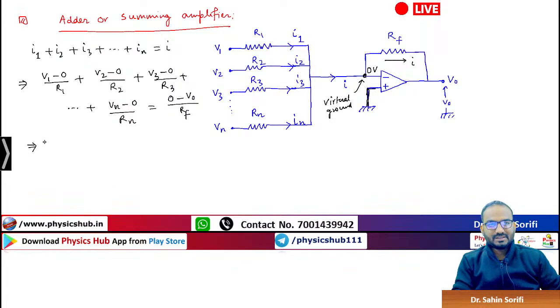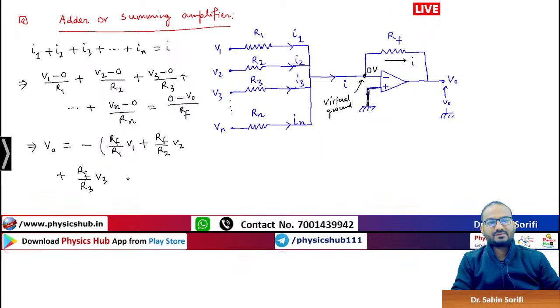So from this we can write the value of V0 is equal to, this negative sign will be there, Rf multiplied with all the resistances. So it is Rf by R1 times V1 plus Rf by R2 times V2 plus Rf by R3 times V3, and so on, Rf by Rn times Vn. Can you write it?